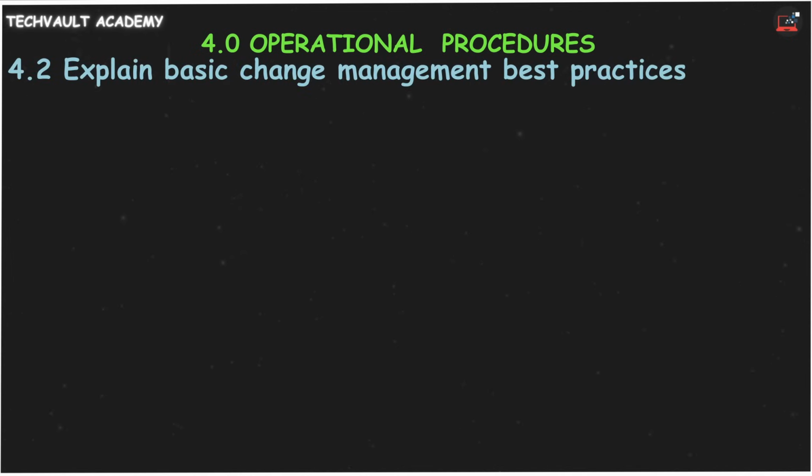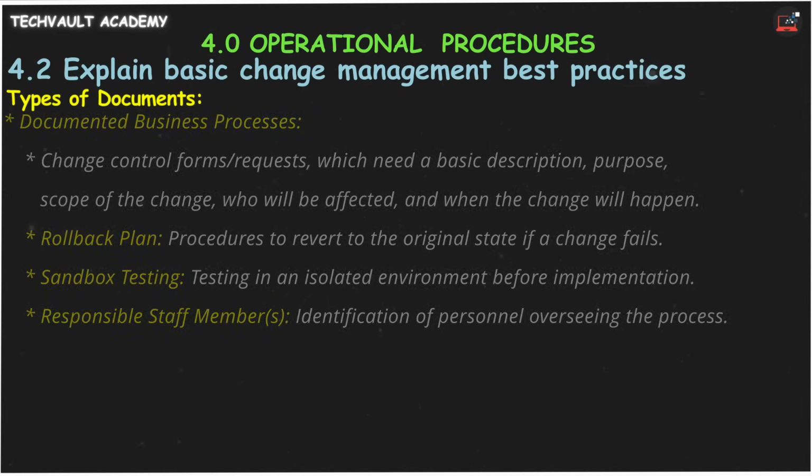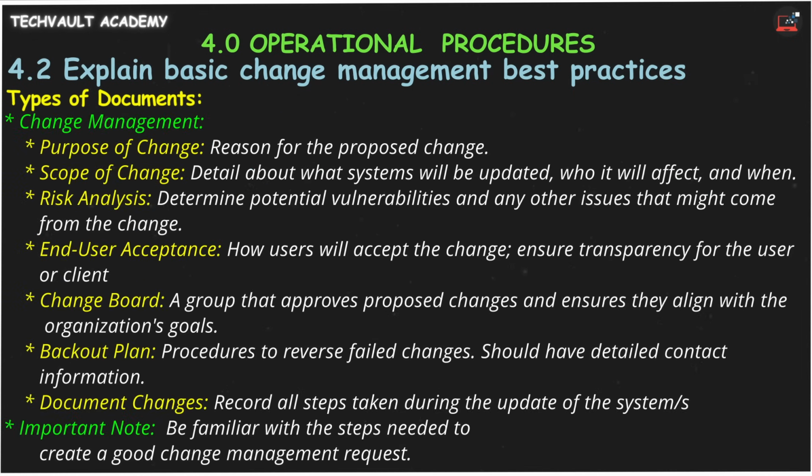Objective 4.2. Explain basic change management best practices. Documented business processes and change control forms/requests need a basic description, purpose, scope of the change, who will be affected, and when the change will happen. A rollback plan means procedures to revert to the original state if a change fails. Sandbox testing is done in an isolated environment before implementation. Also identify responsible staff members and the personnel overseeing the process.